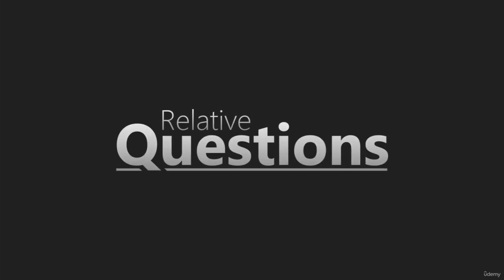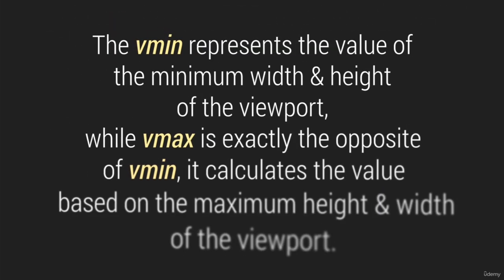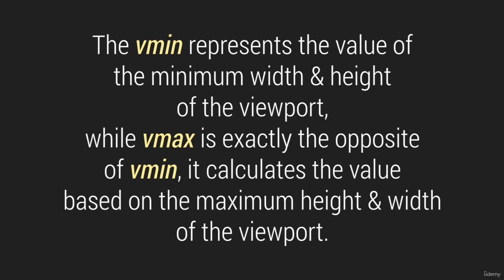Let's talk about a question. Explain what Vmin and Vmax is. Well, they are units. Vmin represents the value of the minimum of width and height of the viewport, while Vmax, which is exactly the opposite of Vmin, calculates the value based on the maximum of height and width of the viewport.